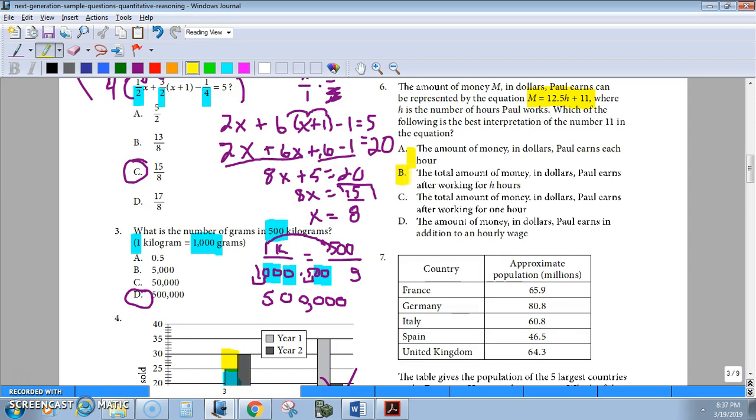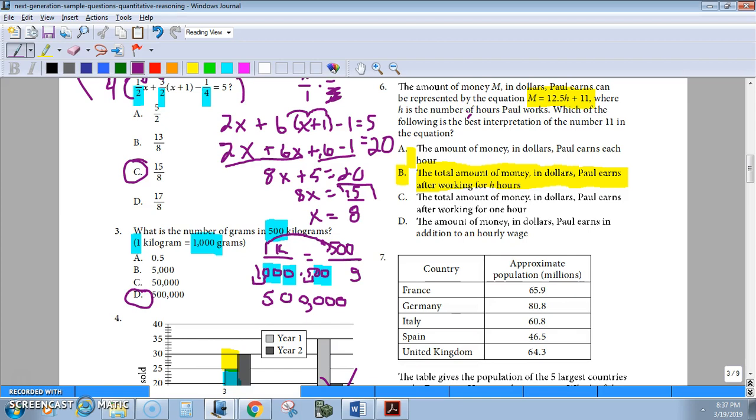I'm reading D now: the amount of money in dollars Paul earns in addition to an hourly wage. No, that would just be the 11. So the answer is B. We were right the first time. The total money in dollars he makes after working H hours. So what we needed there was he makes $12.50 per hour plus $11 for whatever. I don't even know what that means. He could make it just for coming to work. You get $11. I don't know where they got that.